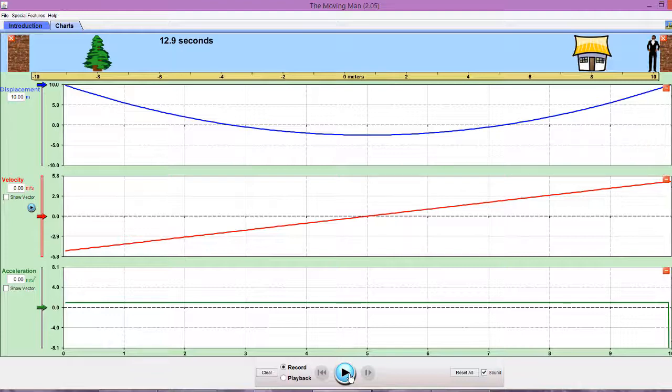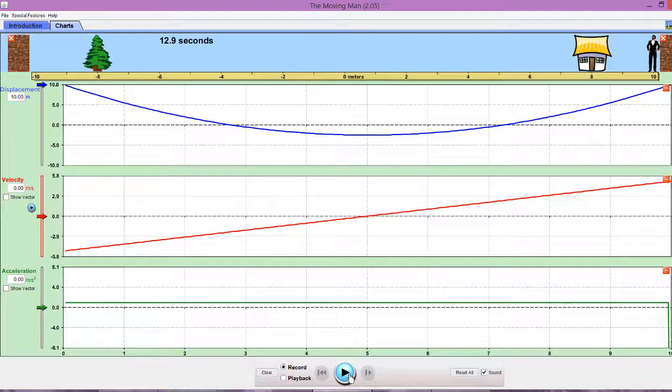What about the blue graph? Think only about the displacement for a moment. It went from a positive value to a negative value, and then back to a positive value again. Just take a moment to absorb that. Is that what happened in the video?